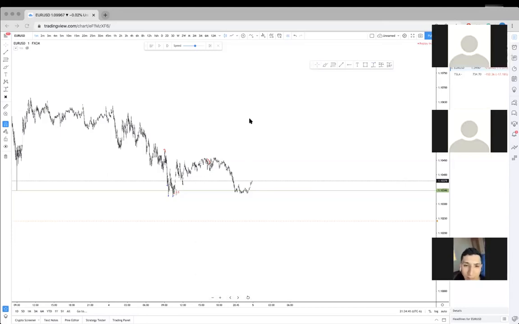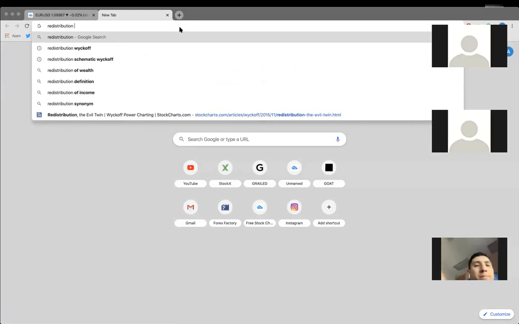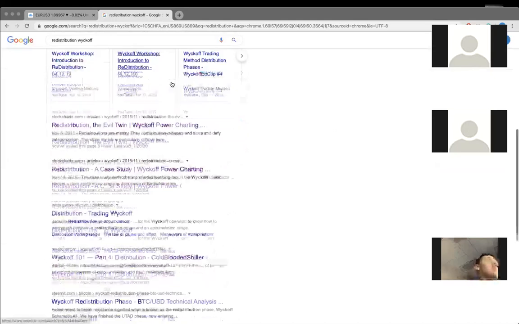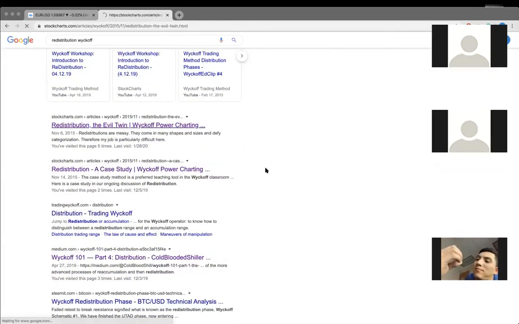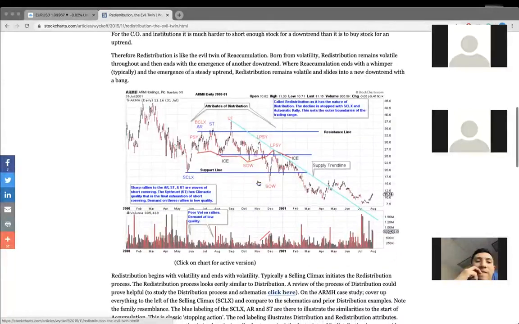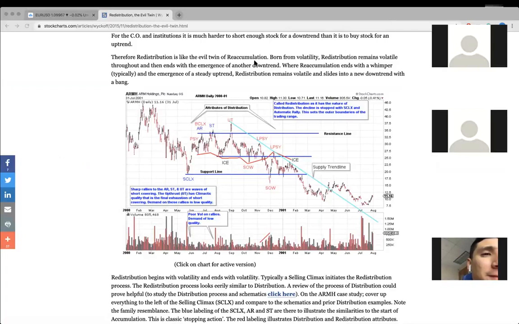I wouldn't say redistribution. Here's the tricky part about redistribution: there's no real schematic that backs it up. When you look at redistribution, it's literally case studies and articles. That's why it's really confusing to teach redistribution, which is why I'm still trying to think of what approach I'm going to take in the course with this specific topic.